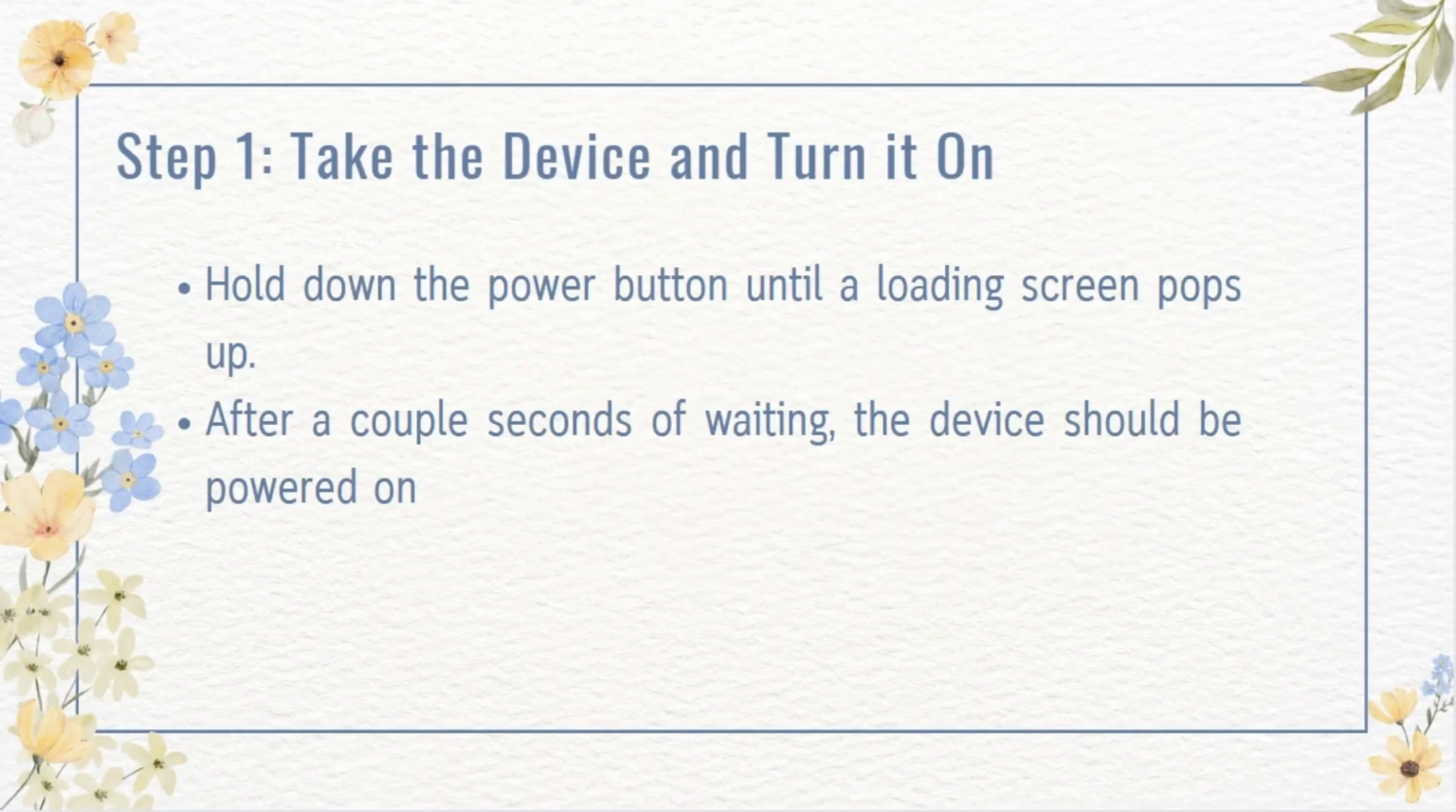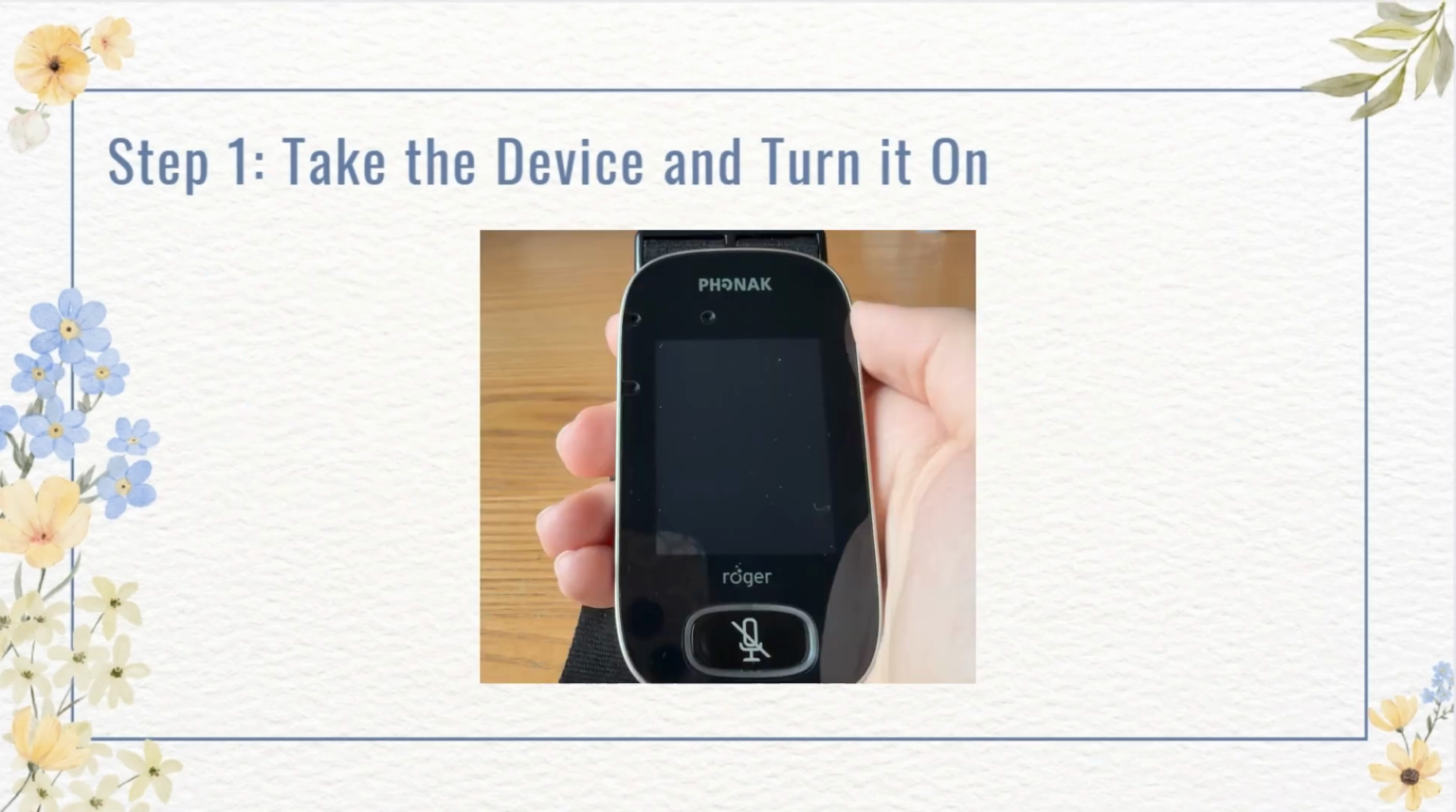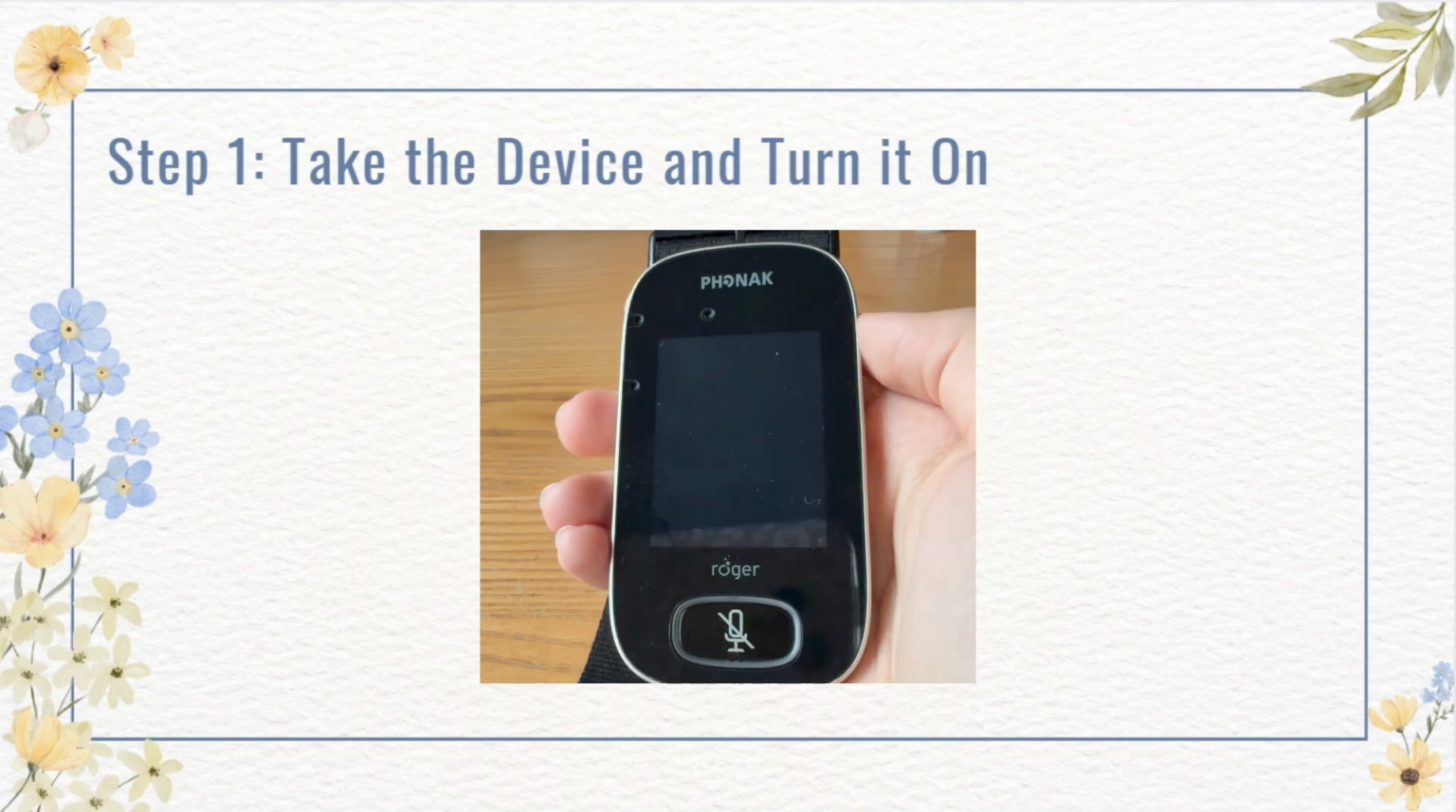For step one, you're going to take the device and turn it on. You're going to hold the power button until a screen pops up. It should take a couple seconds and then the loading screen should go away and the device should be powered on. If yours doesn't have a screen on it, then it might blink a couple times to tell you that it is on.